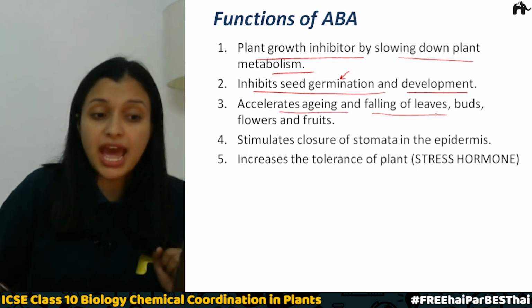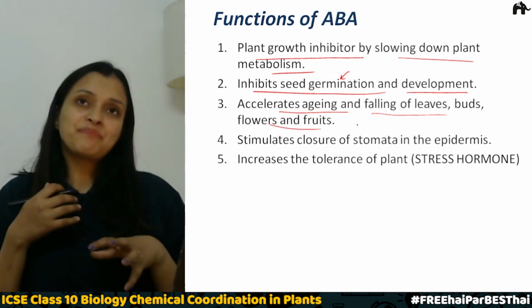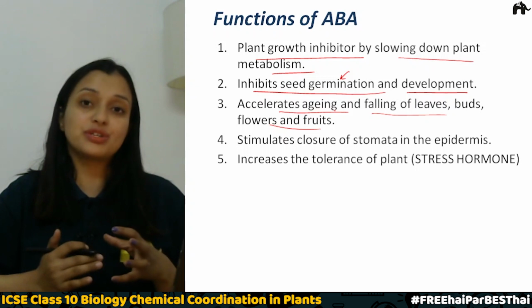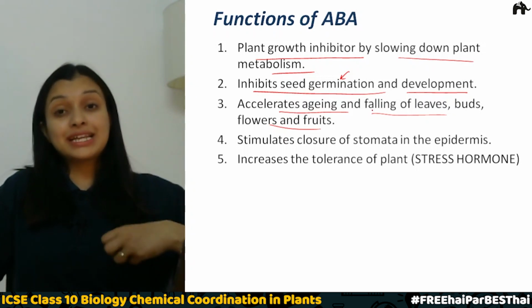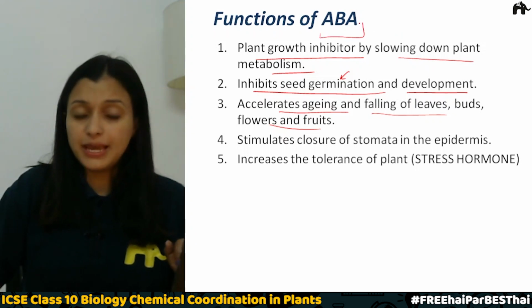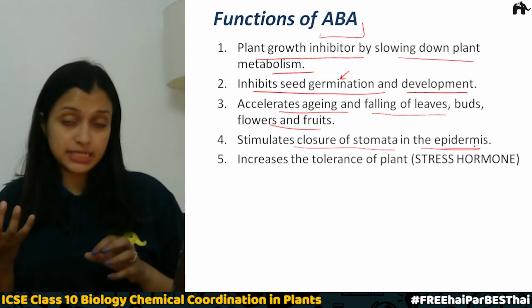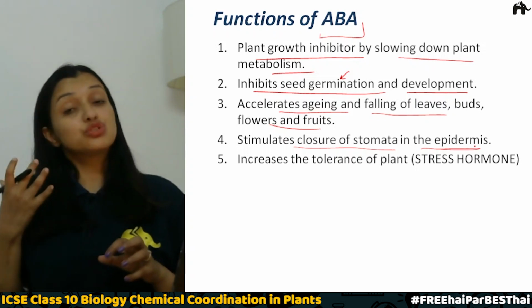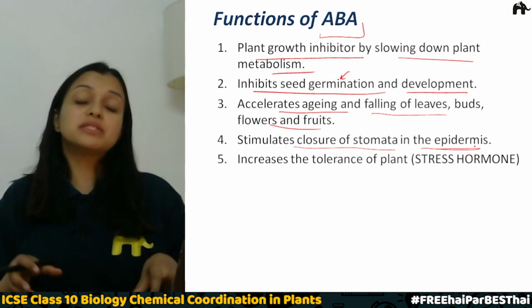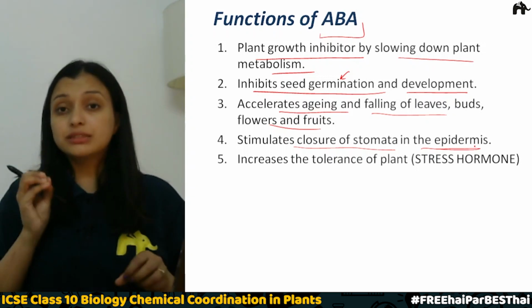It accelerates the aging and falling of leaves, buds, flowers and fruits. We have studied that most of the plant hormones lead to a delay in senescence and the aging process, but the only hormone that accelerates this process and leads to the falling of leaves, buds, seeds and fruits is ABA. Correct. Then it stimulates the closure of stomata in the epidermis. When the conditions are very dry, when there is drought, ABA comes into the picture, and ABA helps the plant to withstand those drought conditions by closing the stomata in the leaves.